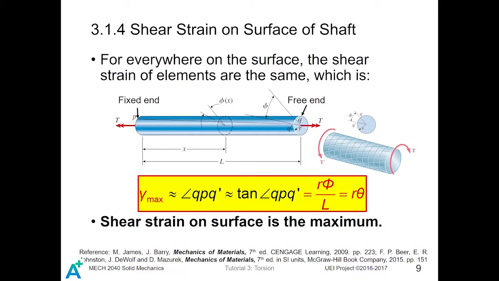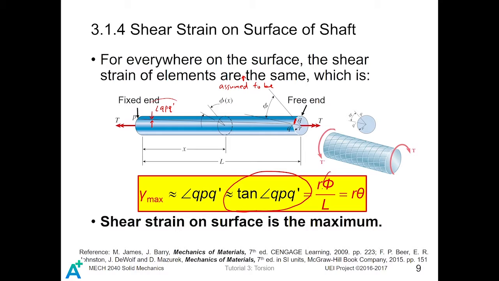Everywhere on the surface, the shear strain of the elements is the same. Or in other words, it is assumed to be the same. As we have learned in previous tutorials, the shear strain of a material is just the angle QPQ prime. But for this very tiny angle, by using the small angle approximation, it is just the tangent of angle QPQ prime. Then it equals the length of this arc, which is R phi, divided by the length of the bar, which is R phi divided by L.